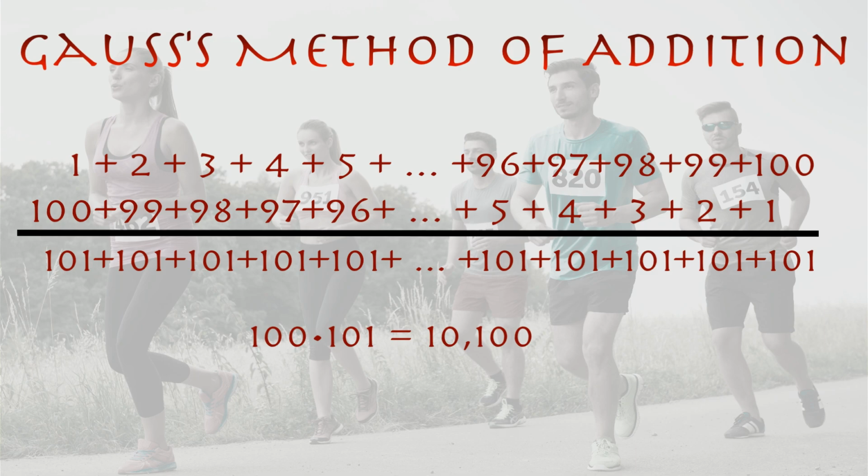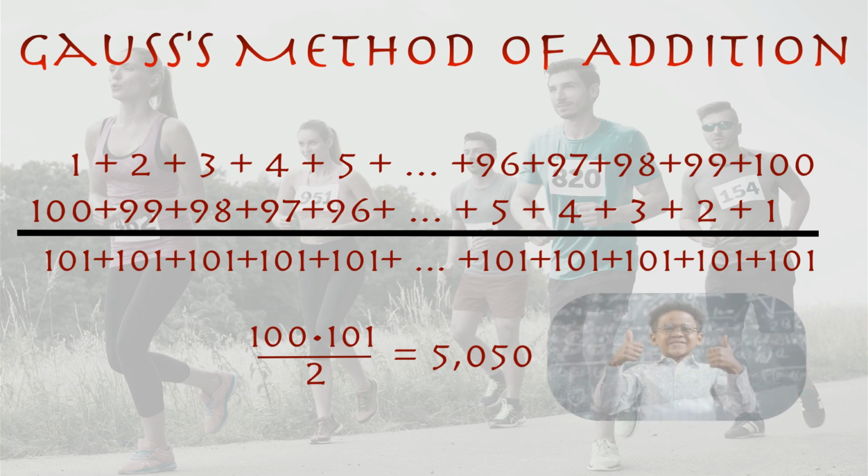So that's the answer? No, that's not the answer. That would be the answer if you were adding up 2 of these sums. But remember, the original question was just looking for the sum of the numbers from 1 to 100. The answer to that will be half of 10,100, in other words, 5,050.